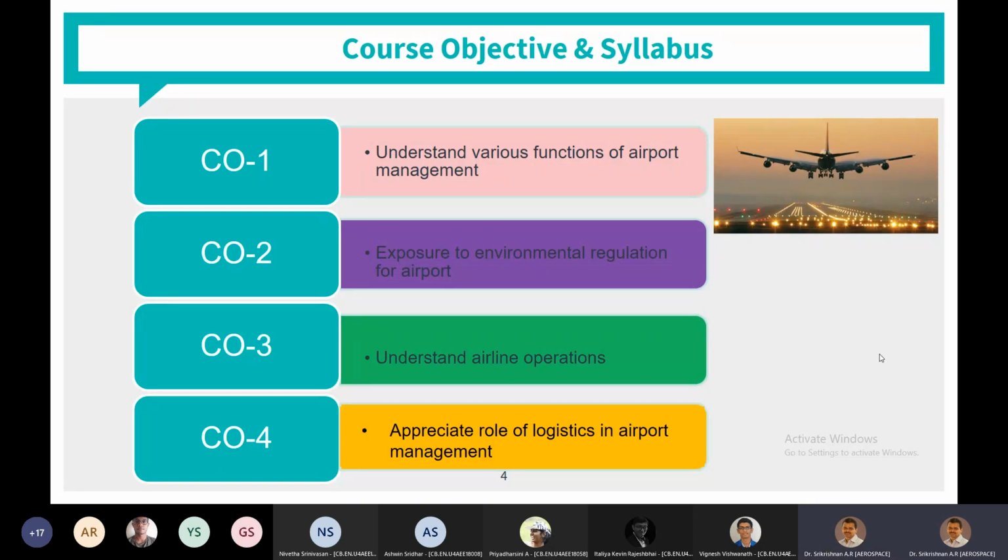Understand airline operations. Obviously airport is integrally related to airline operations, so we need to have a fundamental understanding about the airline operations as well. And then appreciate the role of logistics in airport management. The infrastructure that is meant specifically for logistics, the flow, etc., we should have an understanding about it, because that's also related to the day-to-day function of it. So these are the listed course outcomes of the course.